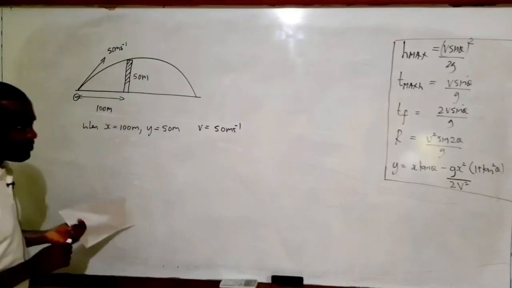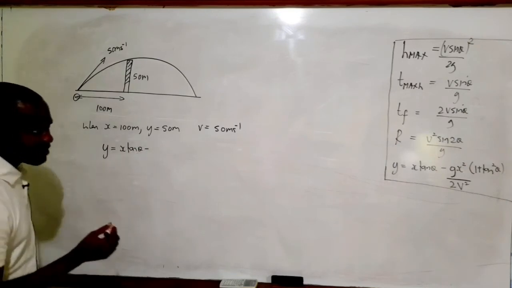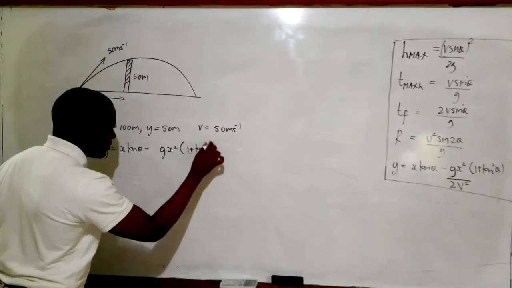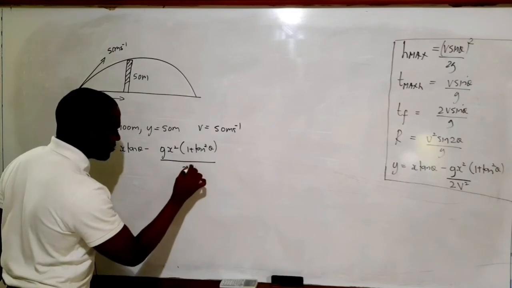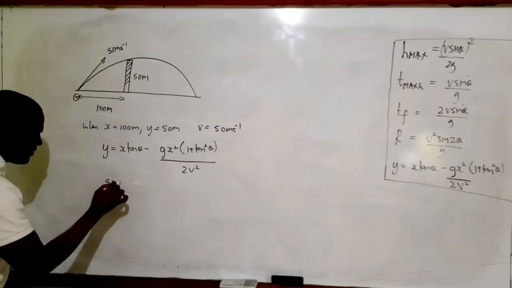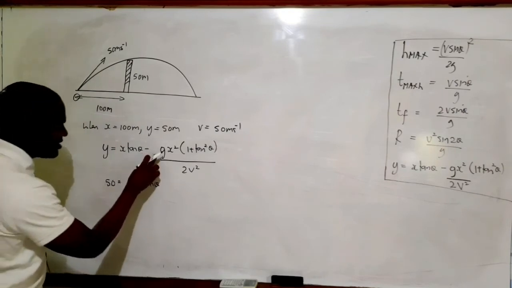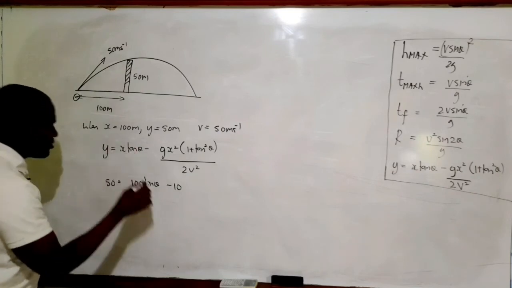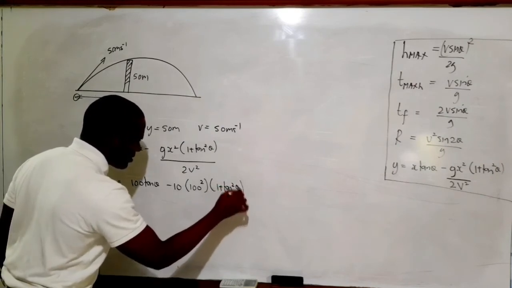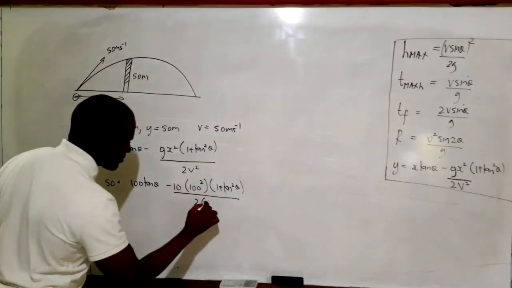So we have y equals x tan theta minus g x squared times 1 plus tan squared theta, all over 2v squared. If we substitute the values here, y is 50. So 50 is equal to 100 tan theta minus g, which is 10, times x squared, which is 100 squared, times 1 plus tan squared theta, all over 2 times 50 squared. Right? So we'll simplify as far as possible.